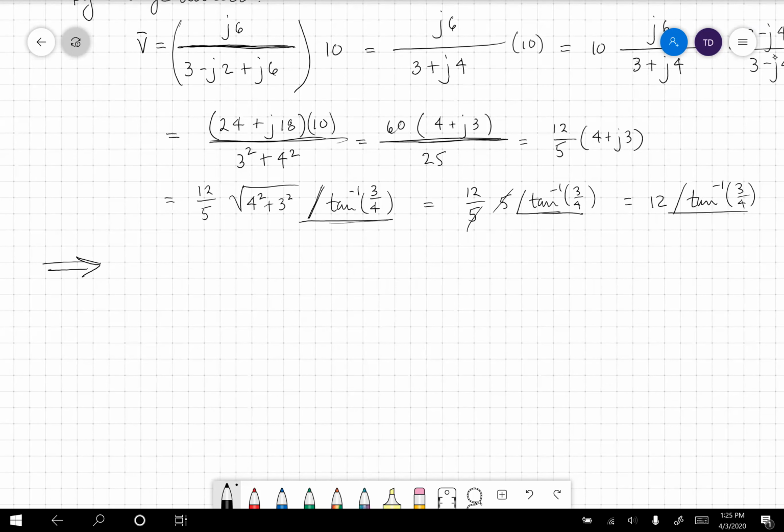Therefore, V equals 12. Now here's the part I didn't carry around. I'm just going to put it back in. Ready? Cosine of 2t. All of that we took out at the beginning. We just put it back at the end. Plus tan inverse 3/4. Units are volts.